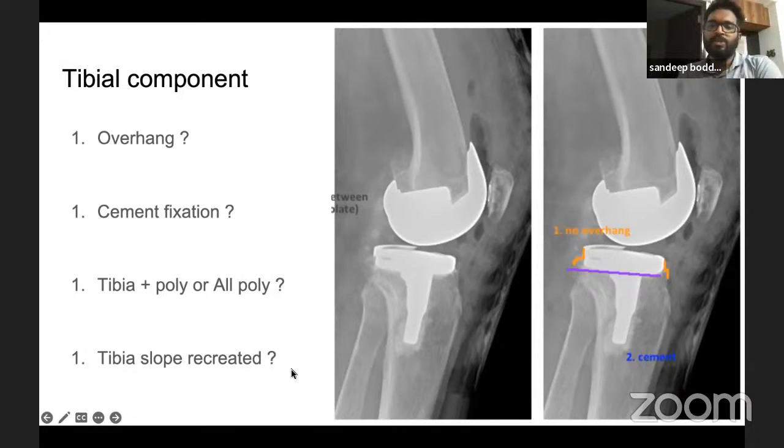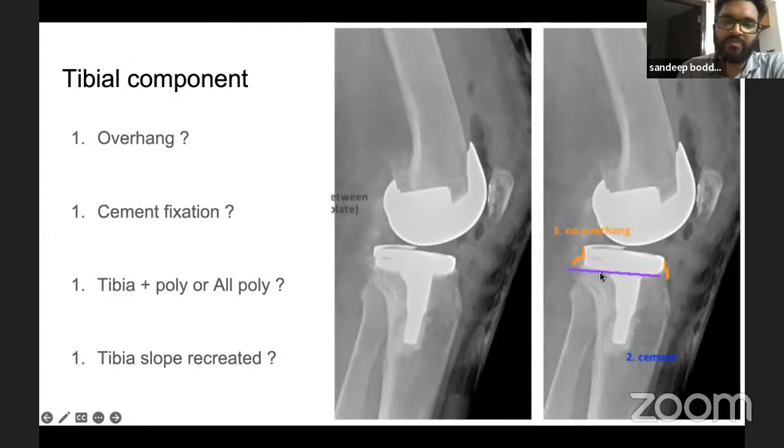Is the tibial slope recreated or not? You draw a straight line over the anterior cortex of the tibia on the lateral X-ray, and also a horizontal line along the tibia. The angle is known as tibial slope. Routinely, in cruciate retaining, we take more slope. In posterior stabilized, we take less slope. It is because we are retaining the PCL.